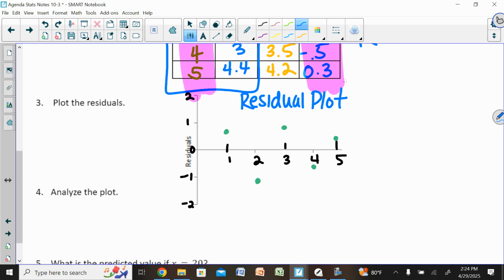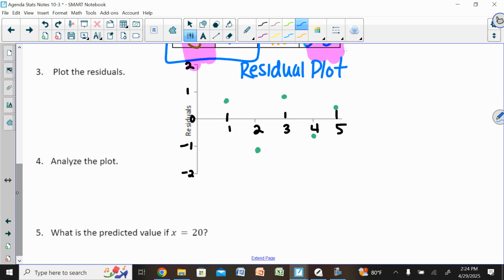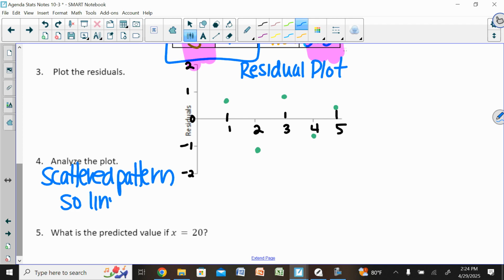So now analyzing the plot is just asking, is a linear model appropriate? Is it scattered or is there a pattern? So I think that it looks pretty good. I know with only 5 points on there, it's not super great, but I think that a linear model looks pretty good. There's a scattered pattern. So a linear model is appropriate.